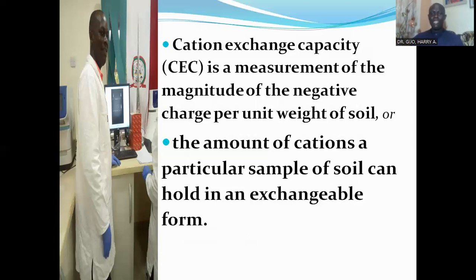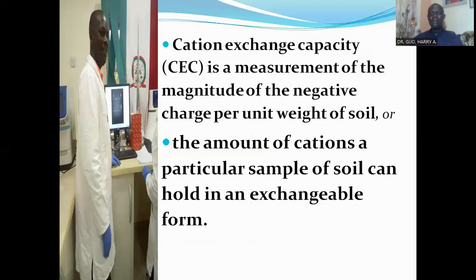Okay, so it can be defined as the measurement of the magnitude of the negative charge per unit weight of soil. Cation exchange capacity is also defined as the amount of cations a particular sample of soil can hold in an exchangeable form. Both definitions have one thing in common: the ability of a soil to retain cations.